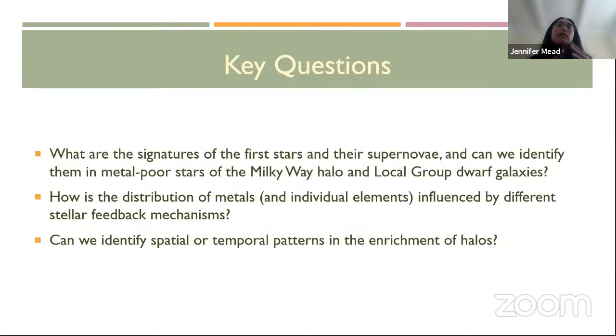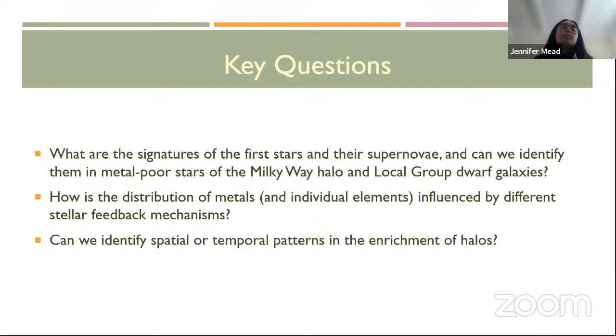So some of the broader key questions that are driving the EOS simulations as a whole are whether or not we can identify the signatures of the first stars and their supernovae, and then if we are able to identify those signatures in the metal-poor stars of the Milky Way's halo and local group dwarf galaxies.